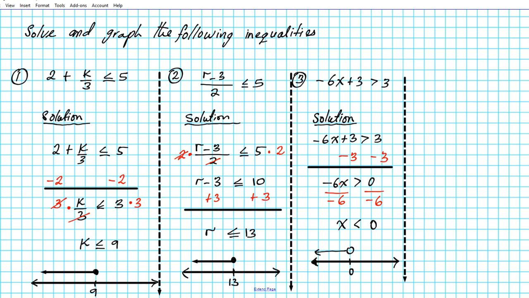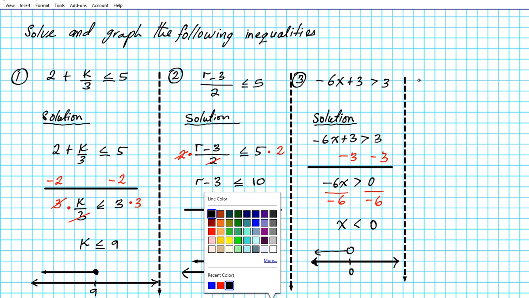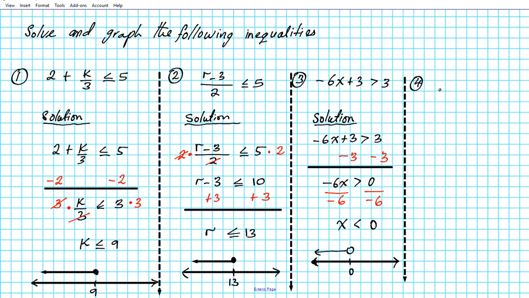Alright, let's take a look at question number 4. So let's say we have the inequality 36 is greater than or equal to negative 9 times n minus 7. Let's do that.